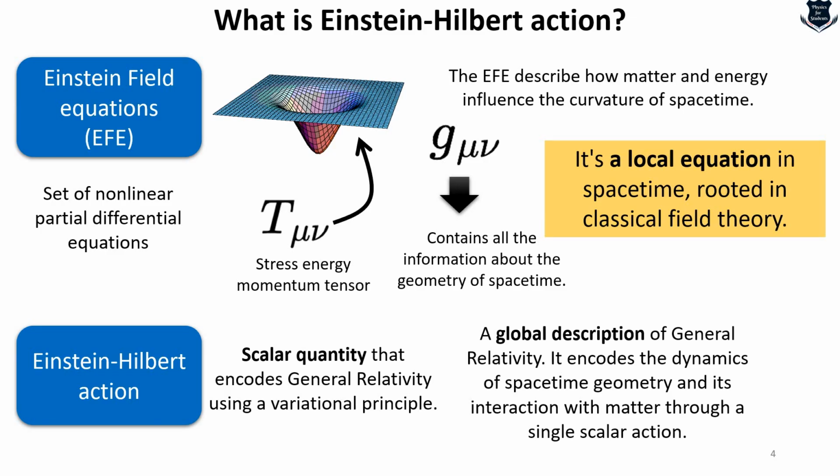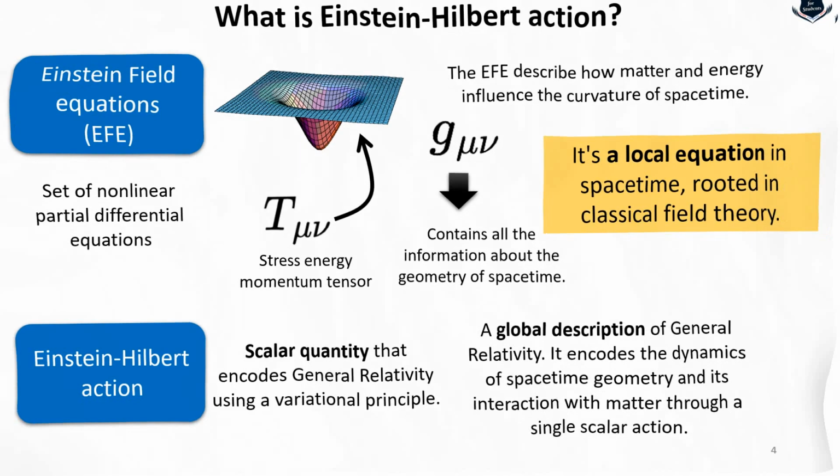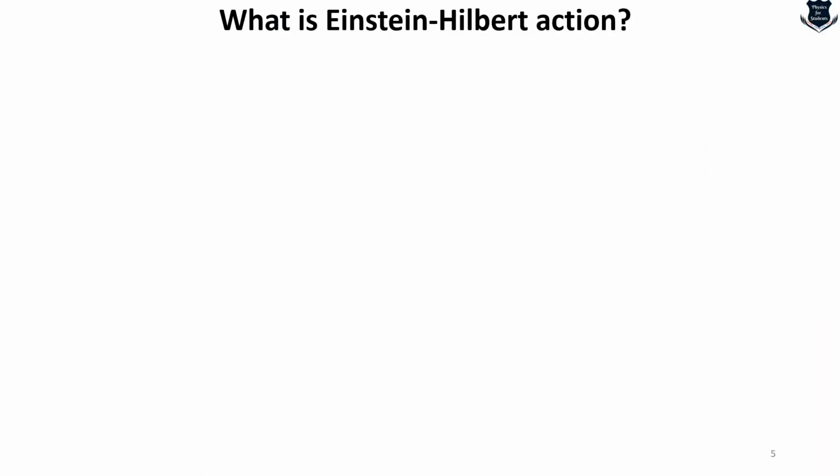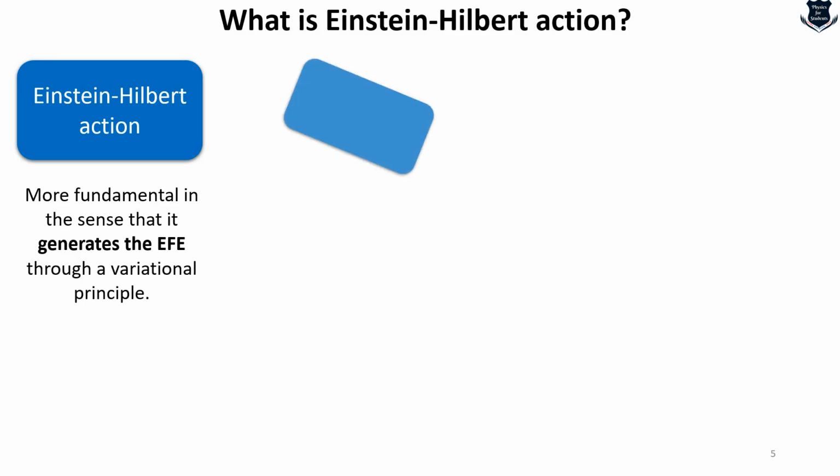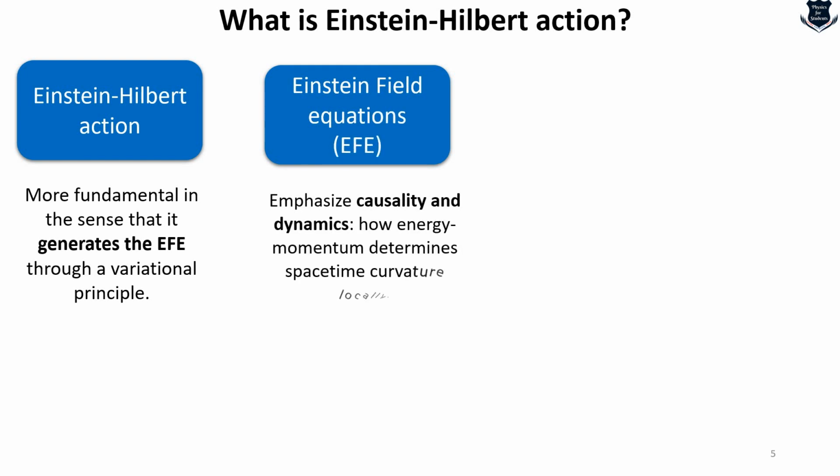On the other hand, this is a Lagrangian. It connects to a broader aspect of general relativity. So from here we see that the Einstein-Hilbert action is more fundamental, in the sense that it generates the Einstein field equations through a variational principle. On the other hand, the Einstein field equation emphasizes causality and dynamics. I mean to say how energy and momentum determine the space-time curvature, where it will be high, where it will be low. So it is basically causality, and this is based on the variational principle.